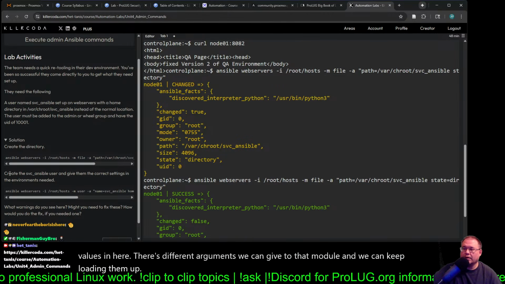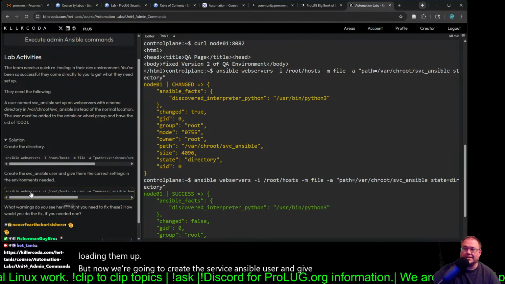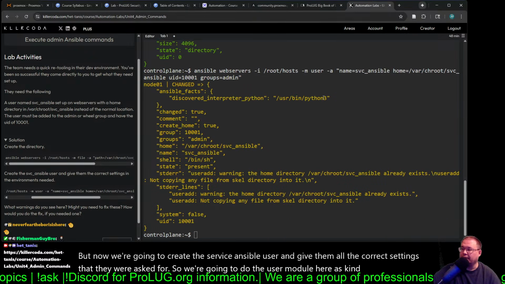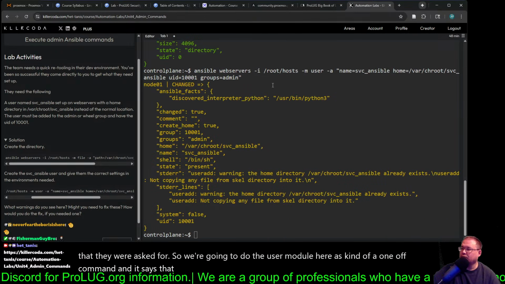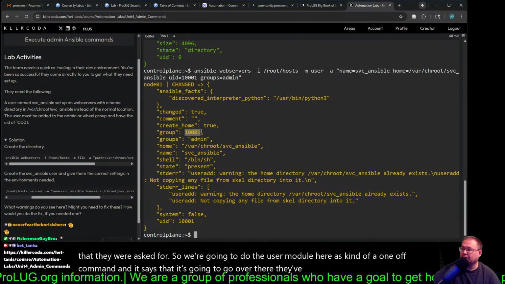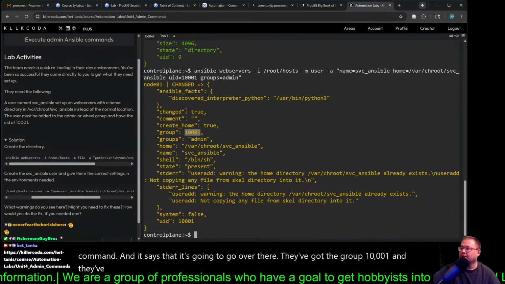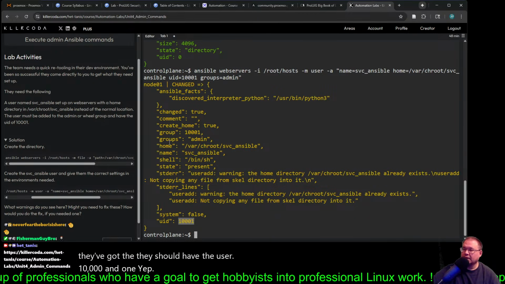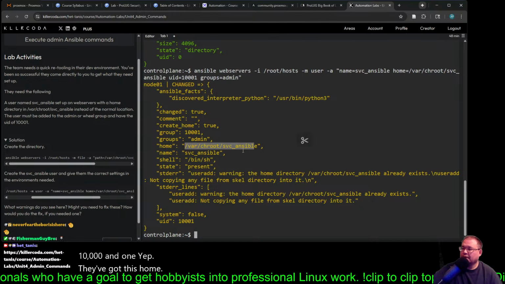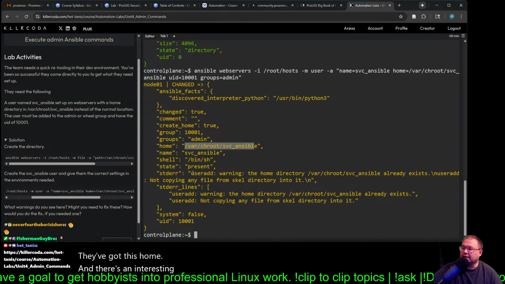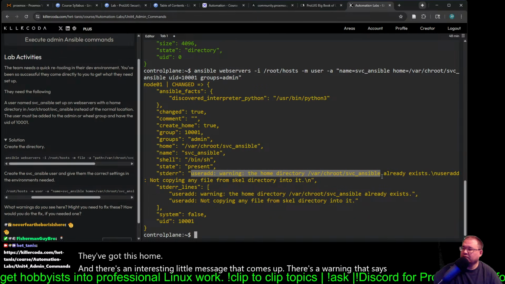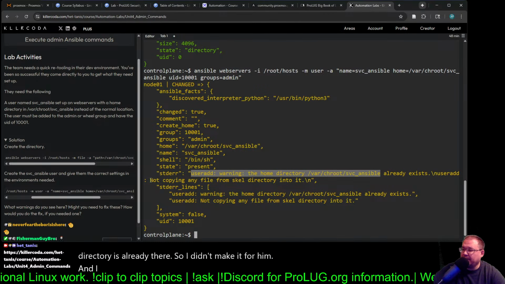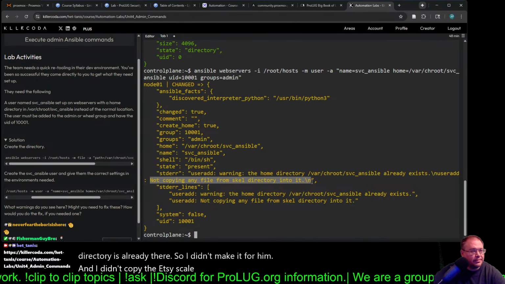But now we're going to create the service_ansible user and give them all the correct settings that they were asked for. So we're going to use the user module here as kind of a one-off command. And it says that it's going to go over there. They've got the group 10,001, and they should have the user 10,001. Yep. They've got this home, and there's an interesting little message that comes up. There's a warning that says that directory's already there, so I didn't make it for them, and I didn't copy the /etc/skel directory into it.